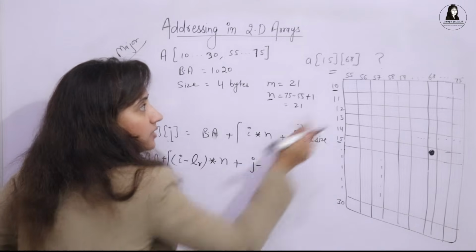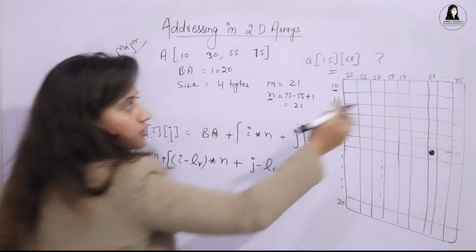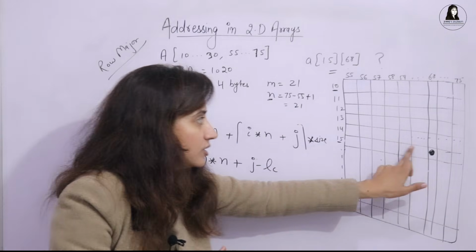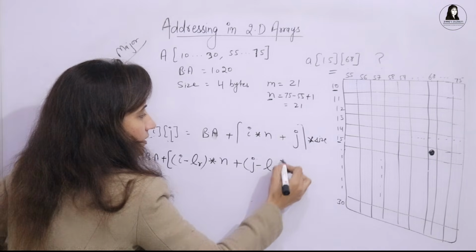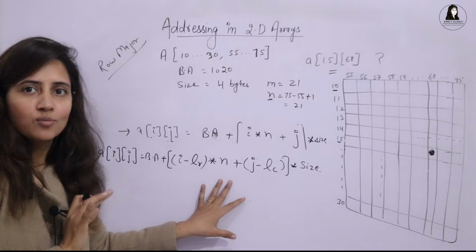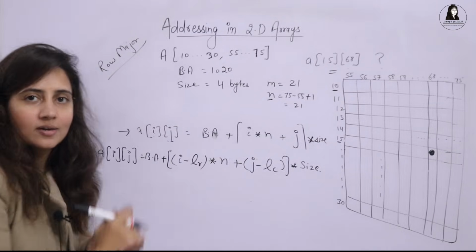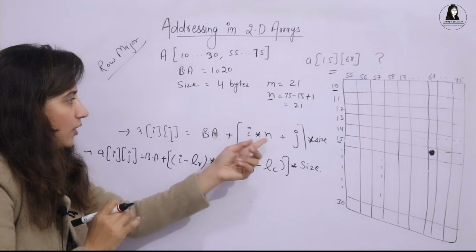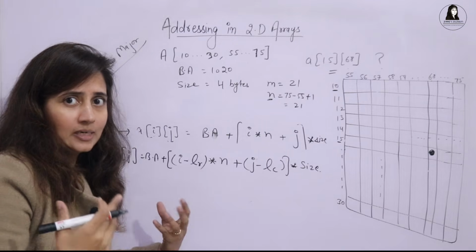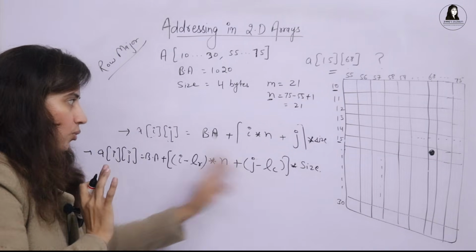Whatever the j value, minus the lower limit for the column. The lower limit for the column index means 68 minus 55. These many elements would be there before this element, right? So, j minus LC into size. In this case, this type of formula would be used. So the complete formula for addressing is this one, right? In that formula, we are not using LR and LC, the lower limits, because the lower limit is 0, so it doesn't make any difference. But if this is the case, then you have to put these lower limits, right?